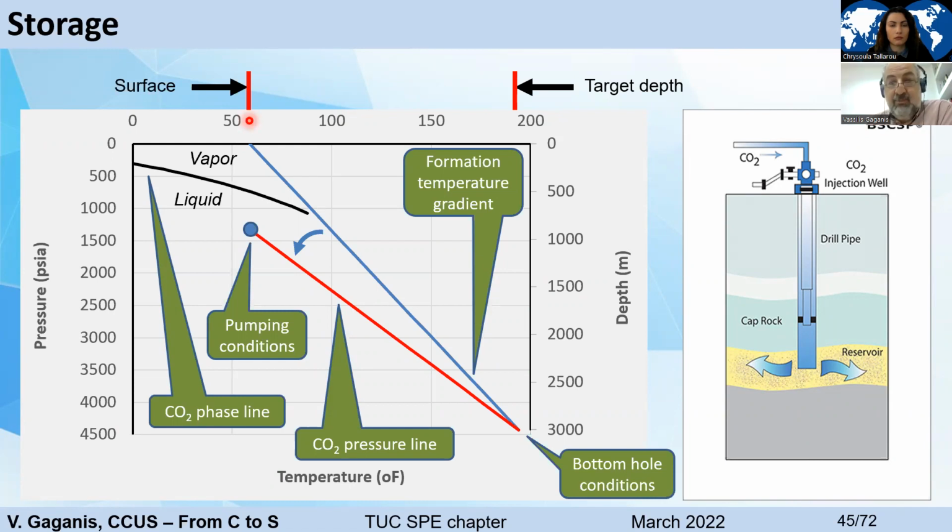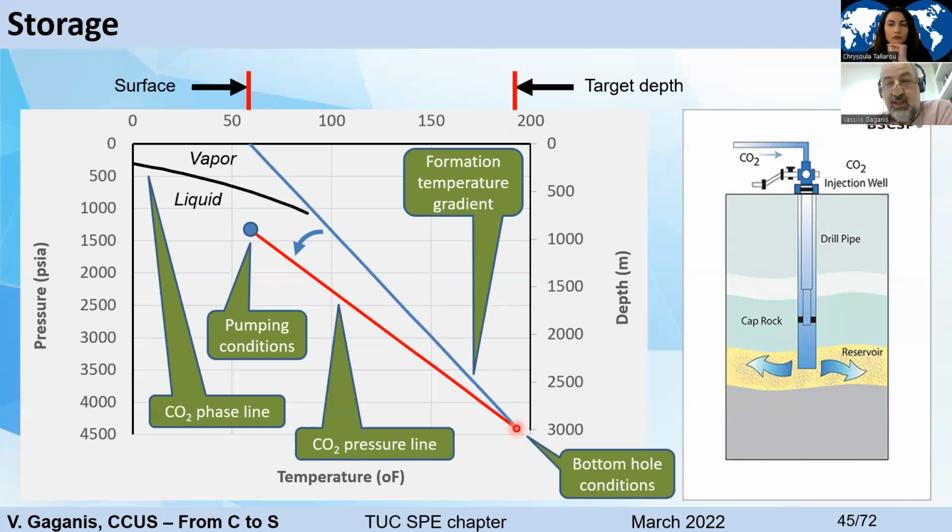So let me start with the blue line. The blue line depicts how temperature changes as we go down. It is due only to the thermal gradient. So that means that at the injection point, at 3,000 meters, the temperature will be that high, 180, maybe slightly more than that, degrees F. So your fluid will arrive at that pressure and at that temperature.